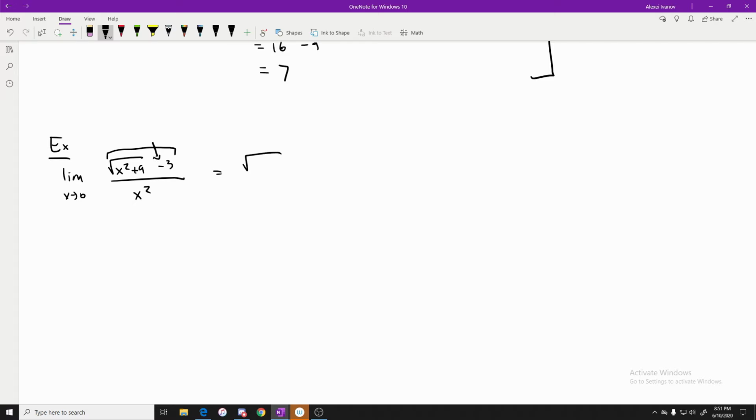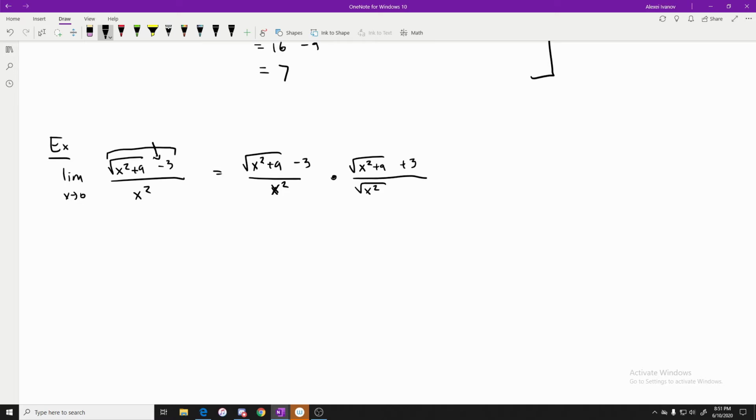We're going to start off with the original function. I'm going to ignore writing the limit just because it's kind of a nuisance, but I'll bring it in later. So we start off with the square root of x squared plus 9 minus 3 over x squared. Now what I meant by that is that we're going to be multiplying by the root of x squared plus 9 plus 3. So it's just the opposite sign.